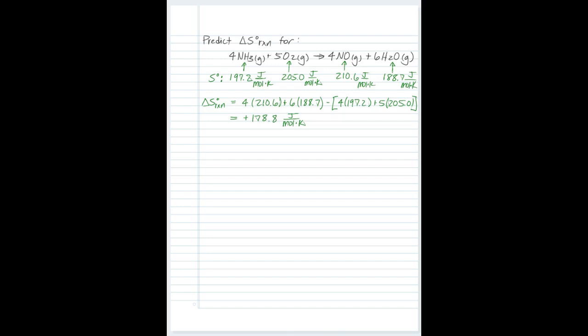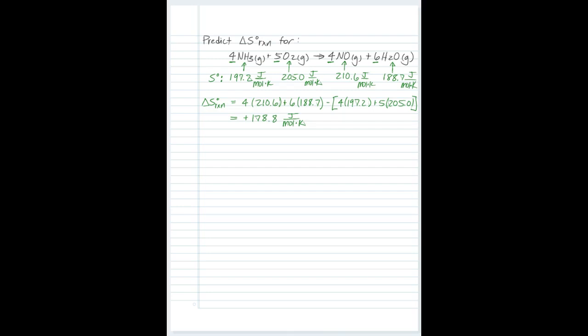Well, if you think about it, we're going from 4 moles plus 5 moles of gas, these are all gaseous state molecules, to 4 moles plus 6 moles of gas. So we're increasing the number of moles of gas by 1 mole. And whenever you increase the number of moles of gas in a reaction, most times you get an increase in entropy unless it's countered by something else, but the great majority of cases you will get an increase in entropy. Okay, so that positive value makes sense, and in fact the reverse reaction would be a negative 178.8.